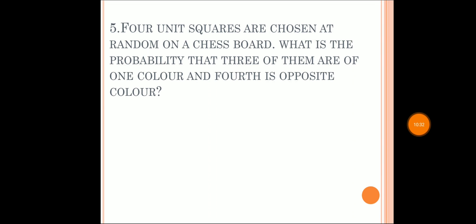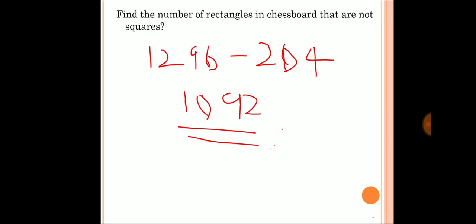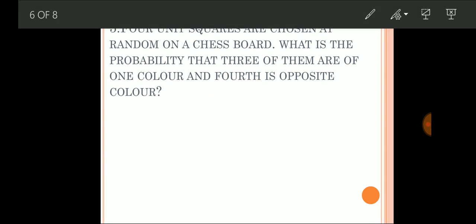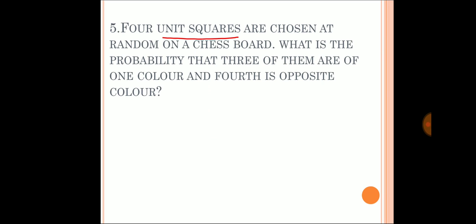This is the next question. The next question says, 4 unit squares are chosen at random on a chessboard. What is the probability that 3 of them are of one color and the 4th one is of the opposite color? So we'll have to take this word, unit squares. A unit square is nothing but a 1 cross 1 square.